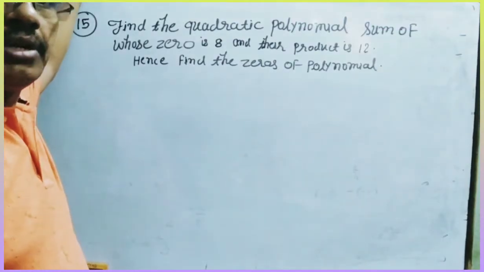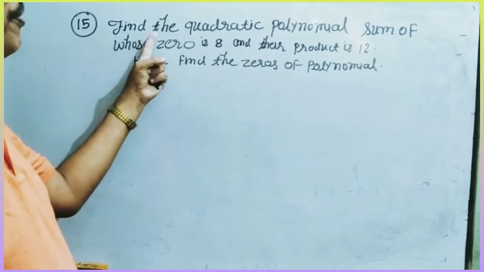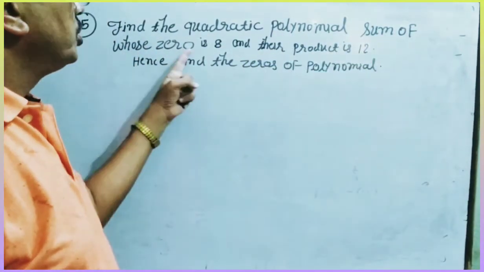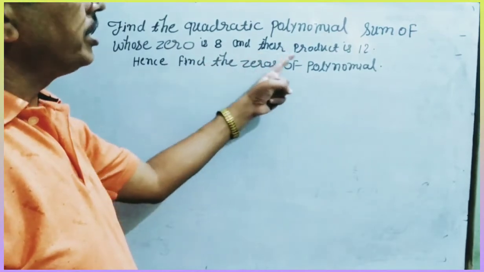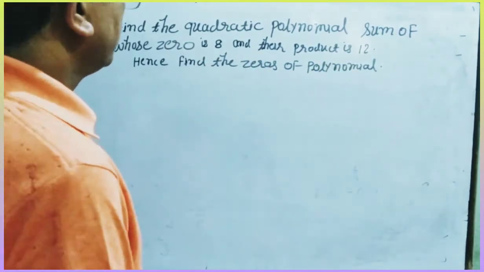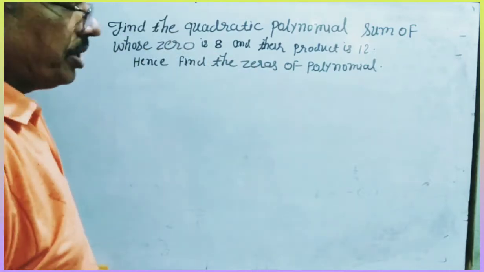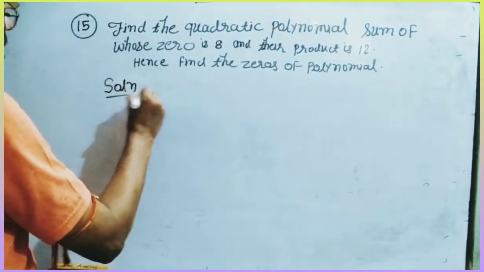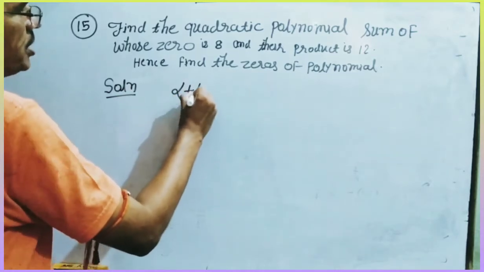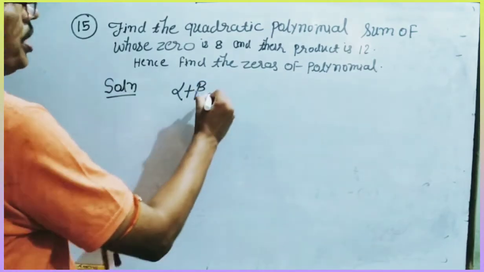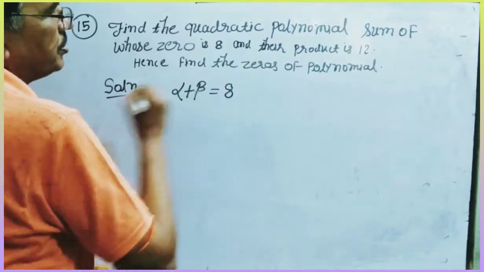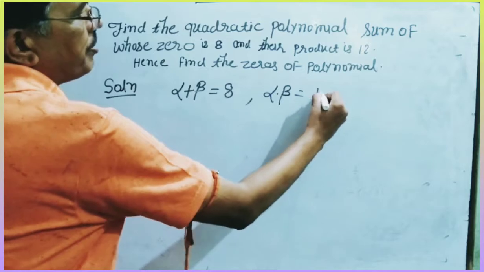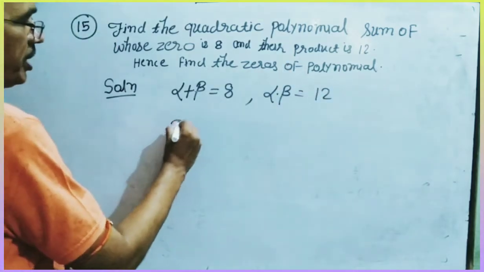Now see question number 15: find the quadratic polynomial, the sum of whose zeros is 8 and their product is 12, and hence find the zeros of the polynomial. Dear student, in the solution it is given that the sum of the zeros, alpha plus beta, is 8, and the product, alpha into beta, is 12. So what is the quadratic polynomial?